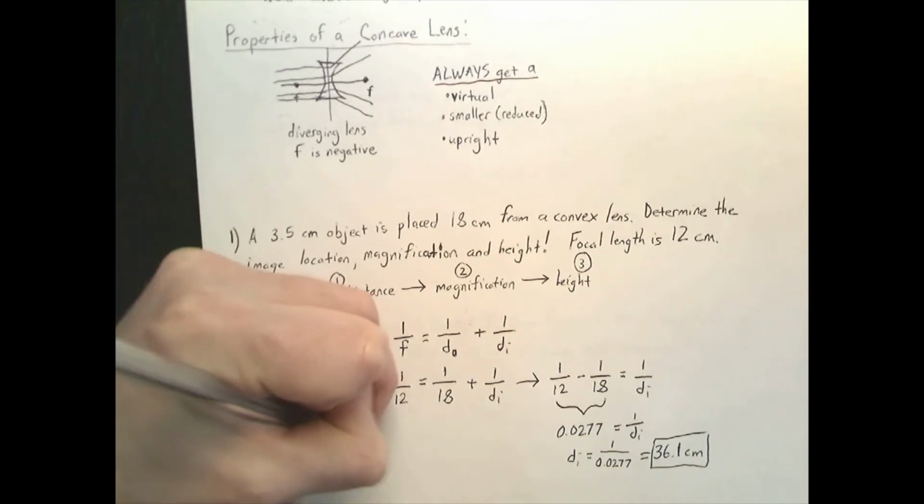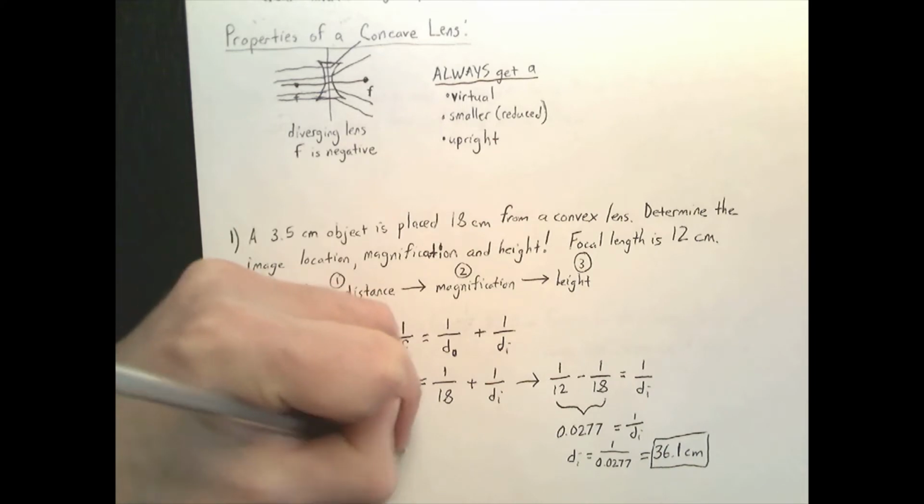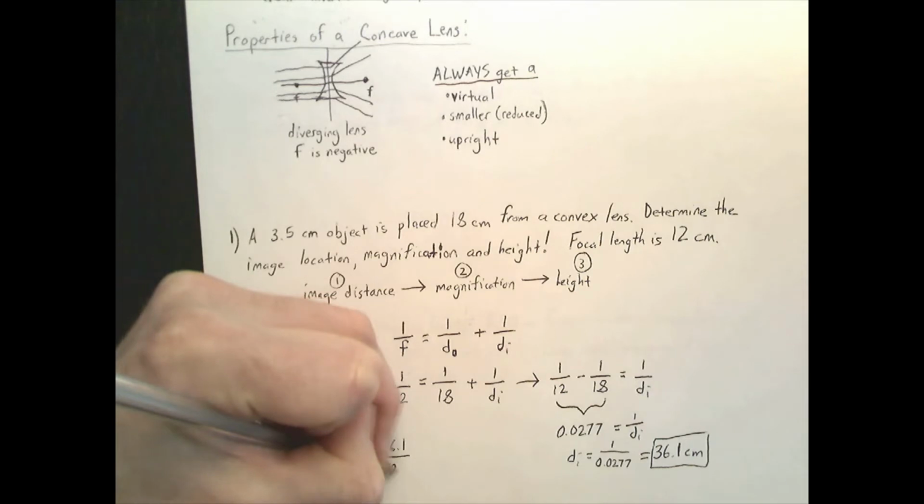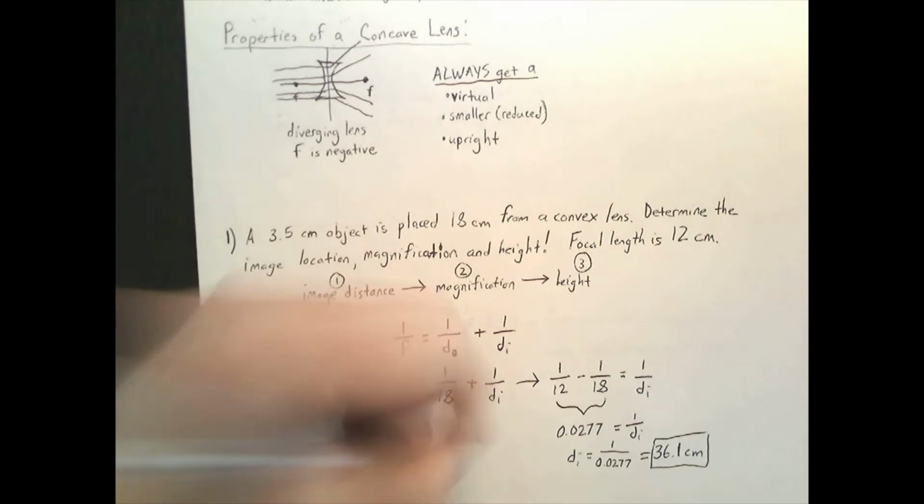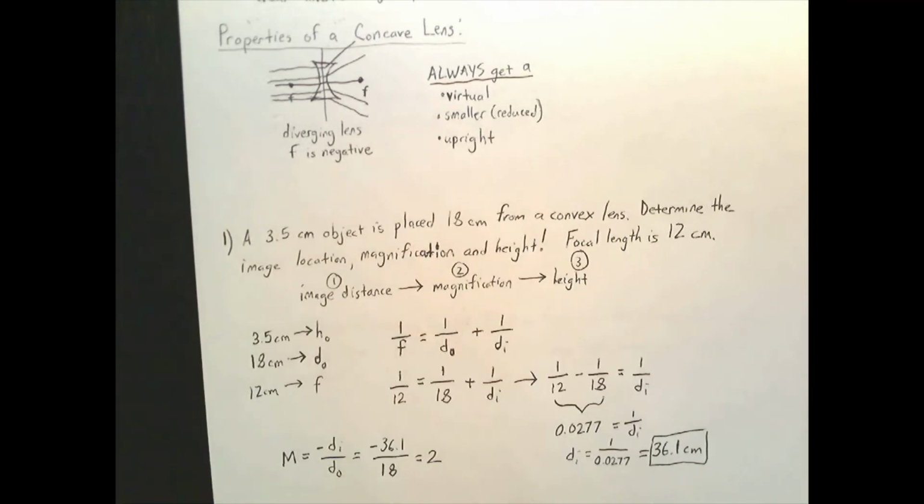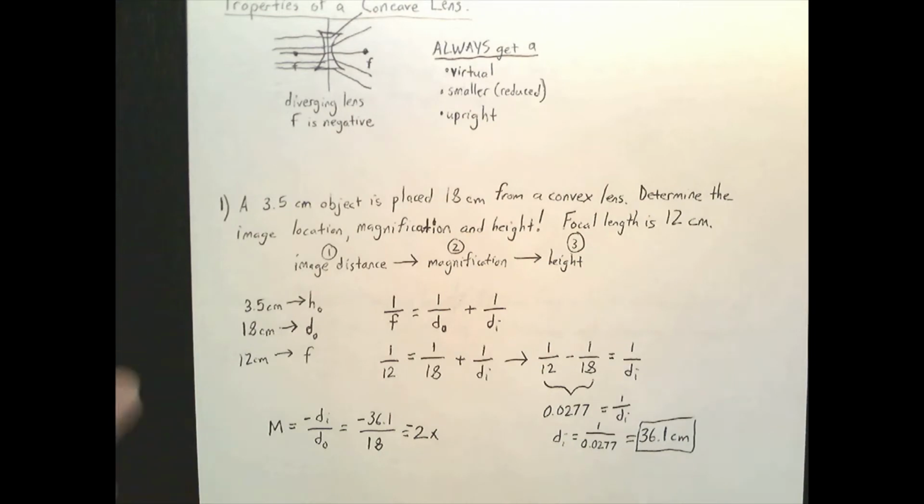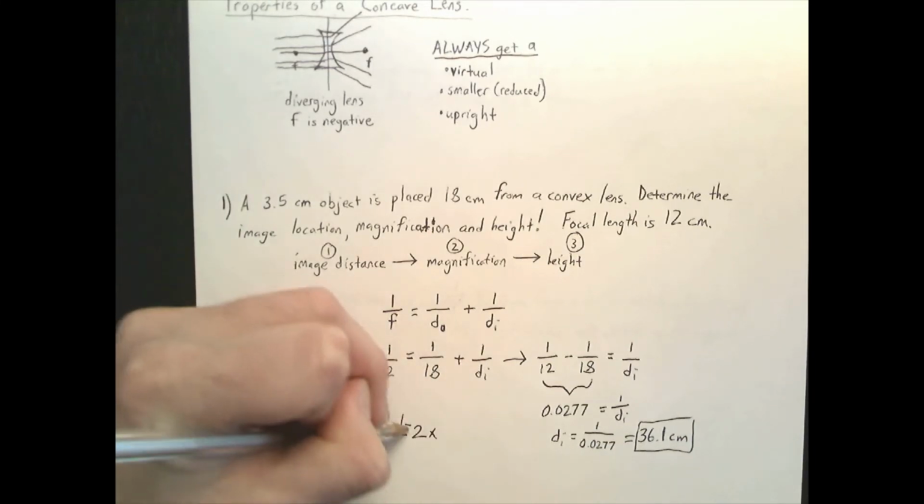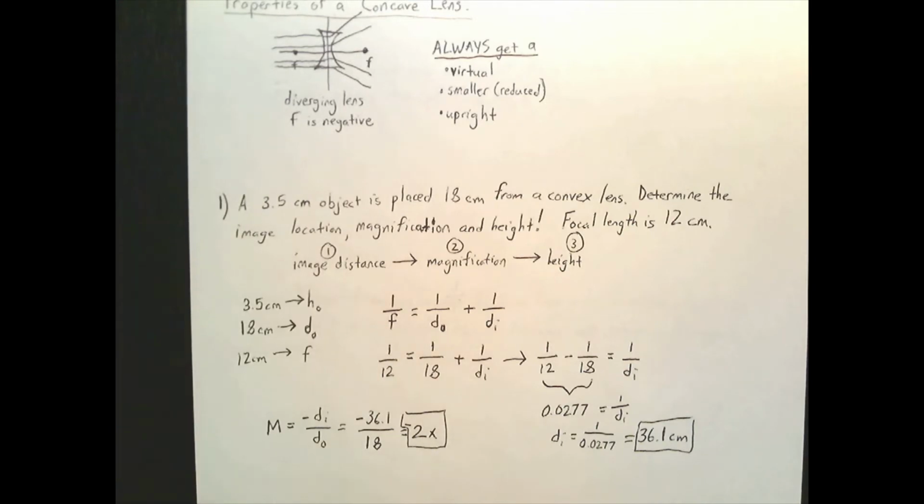I plug in my value, I get negative 36.1 divided by 18, our original object distance, and this is a little bit bigger than 2. So it's about 2 times larger. The negative sign here tells us that it is upside down. The negative sign does not mean it is smaller. So our magnification is negative 2 times.